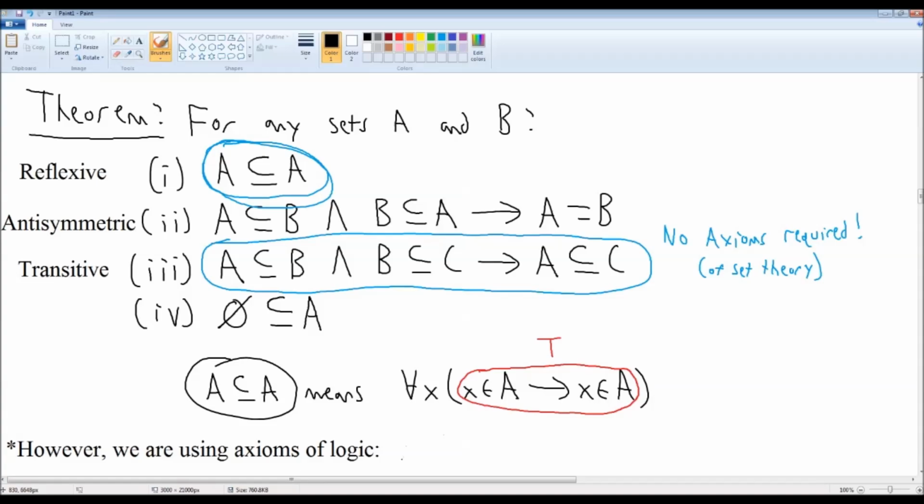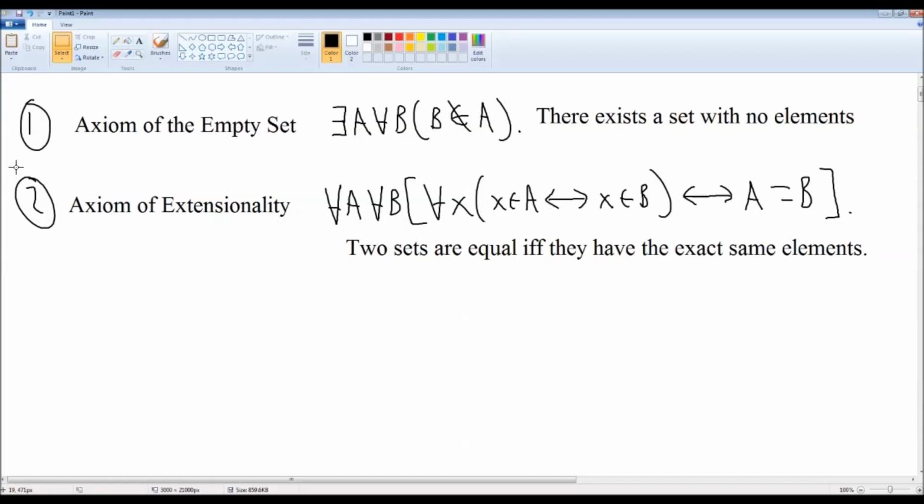However, we are using the axioms of logic behind the scenes, such as P implies P or X equals X, and other logical axioms that we probably don't even think about. However, the logical axioms are not listed with the ZFC axioms because logic is seen as separate. Set theory is the game, logic's the board we're playing the game on. Speaking of axioms, let's talk more about these.